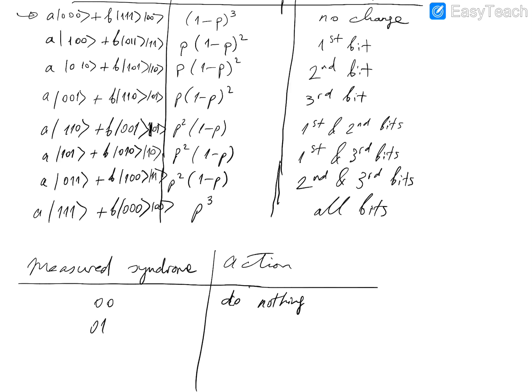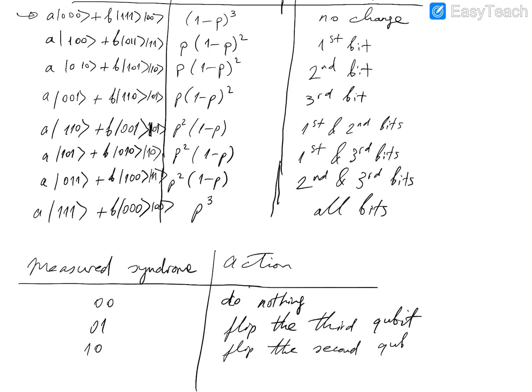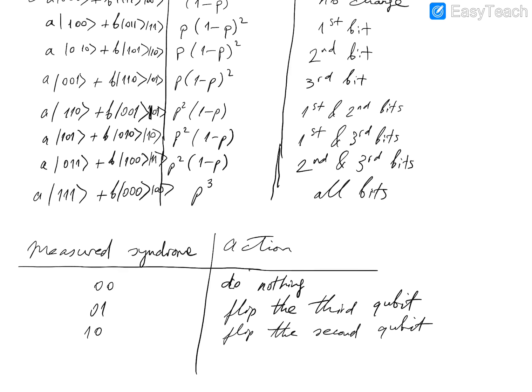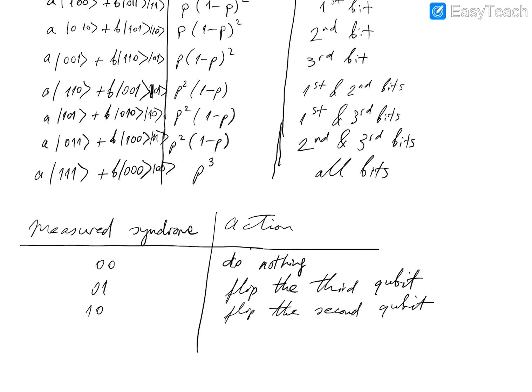But if Bob measures 0, 1, then he just flips the 3rd qubit. If Bob measures 1, 0 in the error syndrome, then he flips the 2nd qubit. If he measures 1, 1, then he flips the 1st qubit.